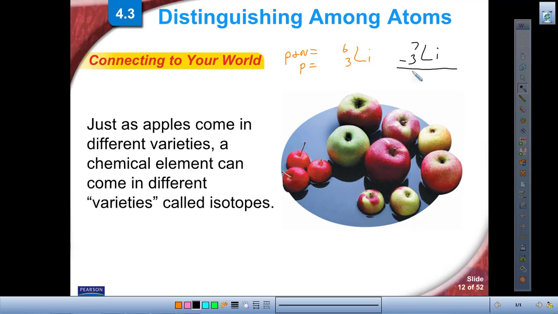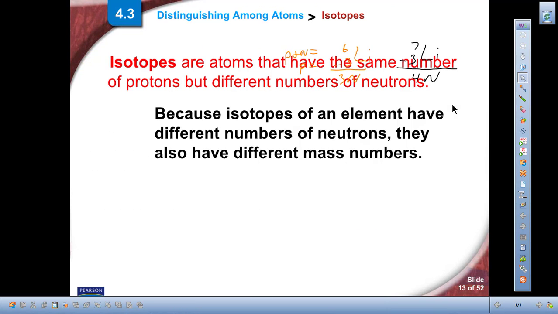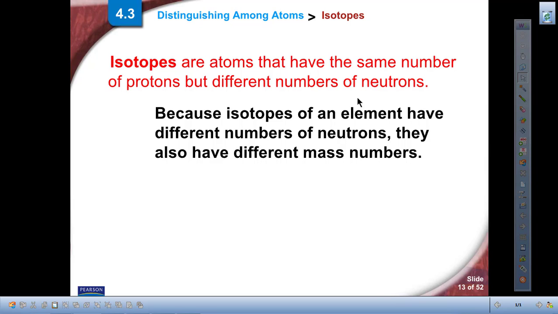So here, if I subtract, I get 4 neutrons, whereas this one, I get 3 neutrons. So these are called isotopes. These are lithium isotopes. They have the same protons because that can't change, but they have a different mass number. So isotopes are atoms that have the same number of protons, but a different number of neutrons. And because they have a different number of neutrons, they have a different mass number.